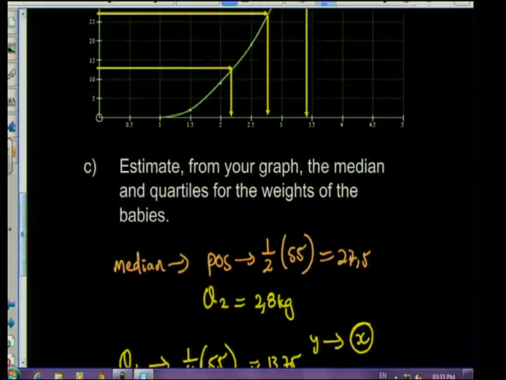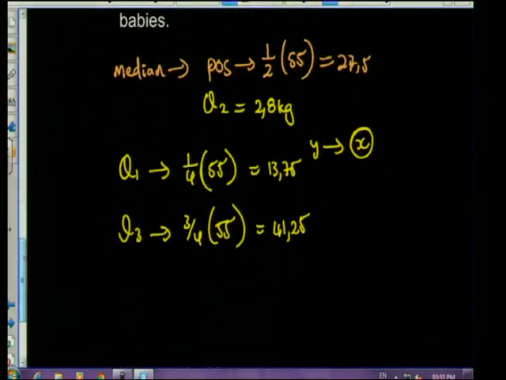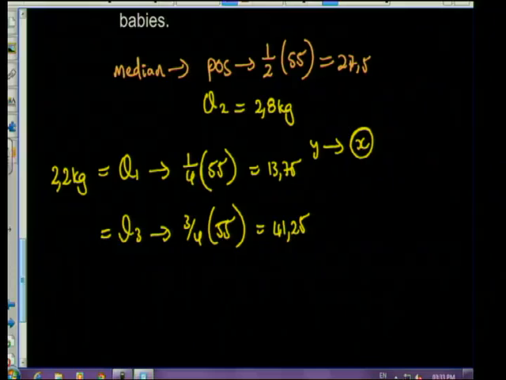It's so important that you work accurately. Use a ruler when you're drawing this on your graph. So the Q1 value is going to actually be roughly 2.2 kilograms. And the Q3 value we said was about 3.4 kilograms.